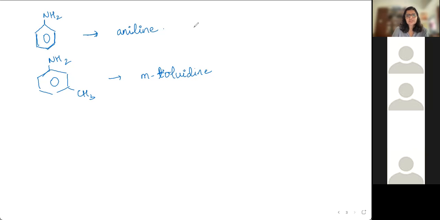IUPAC name, of course, it's a derivative of benzene. So IUPAC for this will be benzenamine. Same rules: remove the last E and replace it with amine, benzenamine. This also will follow the same thing. IUPAC will be, so amine is the main thing, then 1, 2.